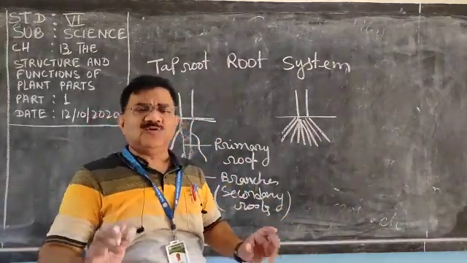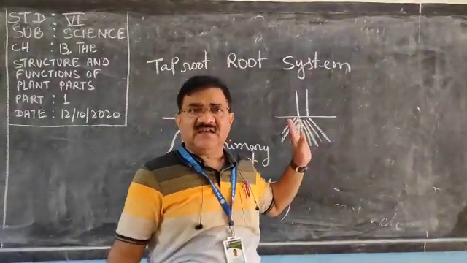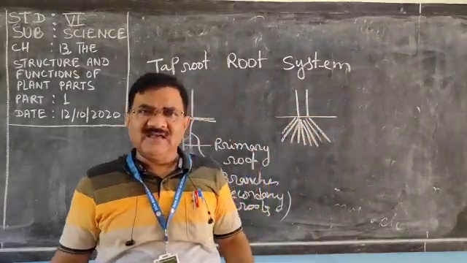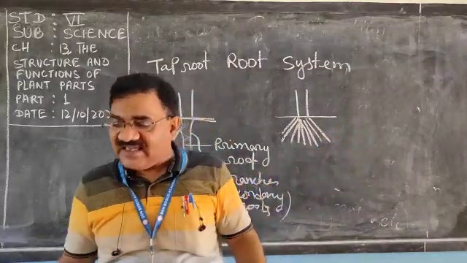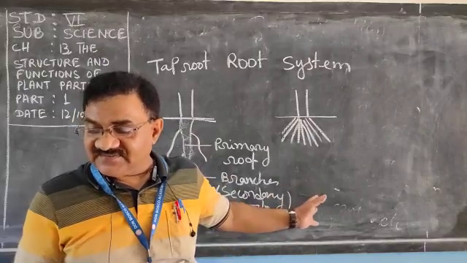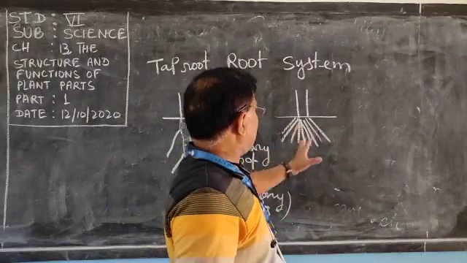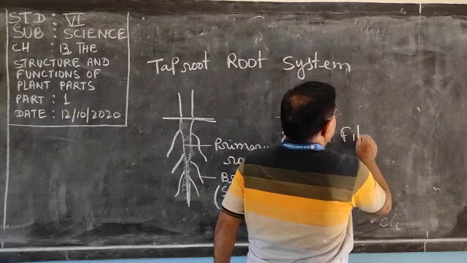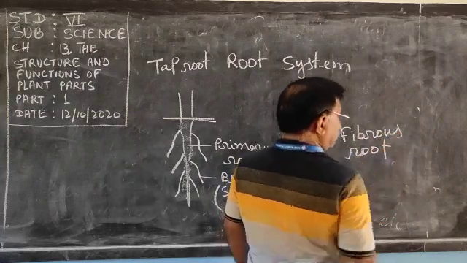And you must have uprooted some grass. In grass, no main root is there. All roots arise from the base of the stem and are almost identical in size. This type of root system is called fibrous root.